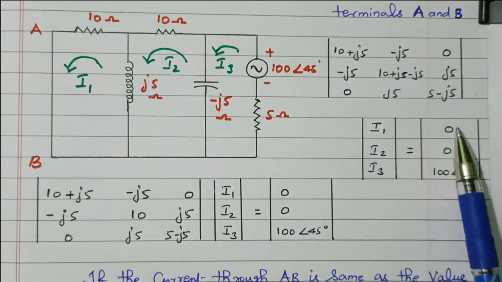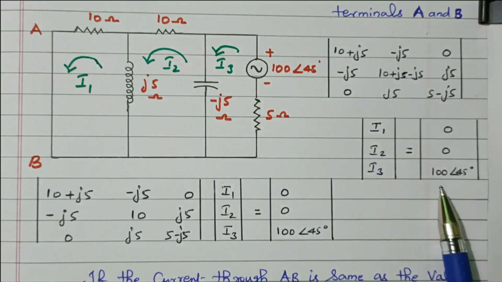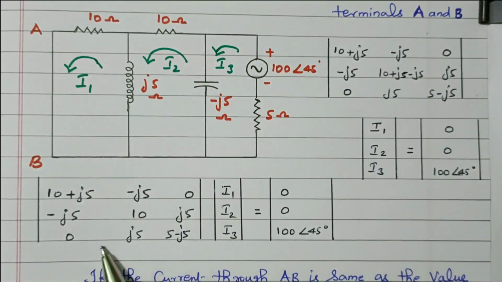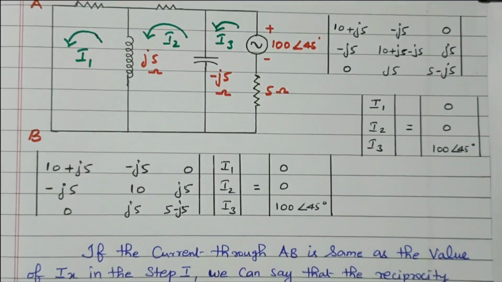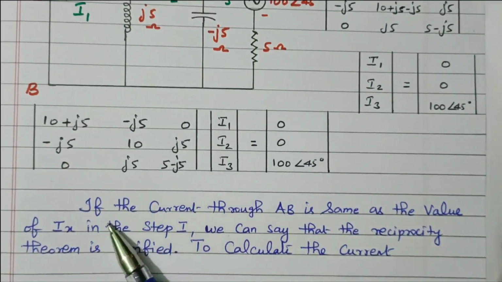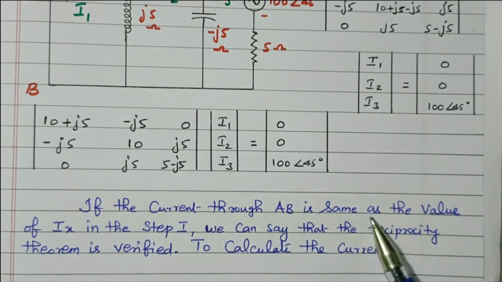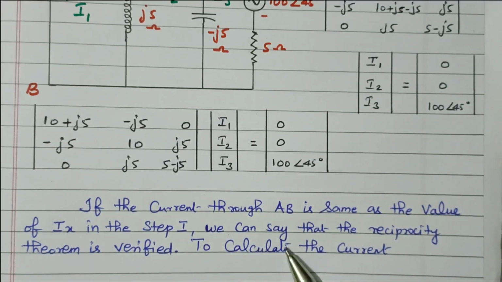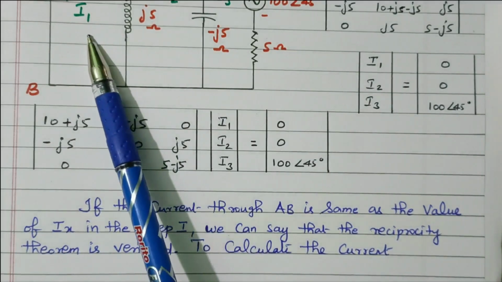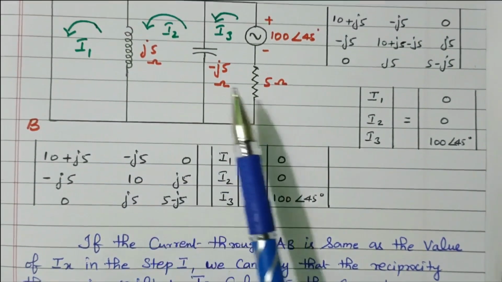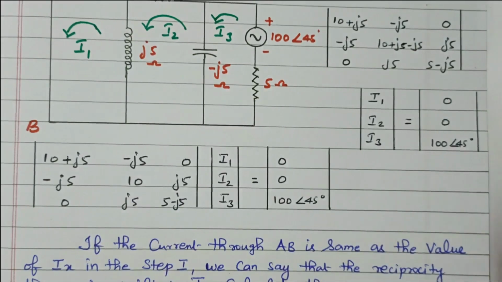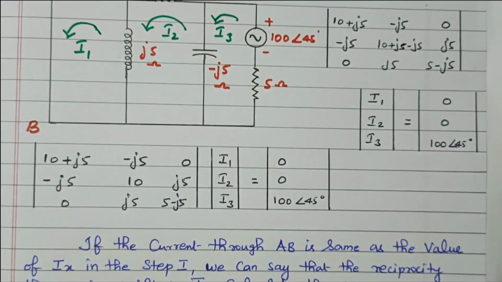It is similar to what we calculated before. Only the voltage matrix is different, the voltage available in the third loop. Right. So this is the simplified form. In this we need to find the current value again. If the current through AB is the same as the value of Ix in step 1, we can say that the reciprocity theorem is verified. Now we will calculate the current. Earlier we calculated I3, now we need to calculate I1. So we will go to the calculation for the I1 current.